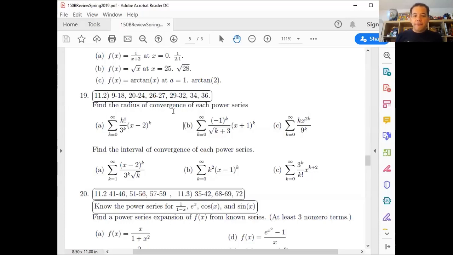And for 19, it's about finding part A, B, and C. The first part is about finding the radius of convergence. We know that for that, our tool is the ratio test. So that's what we should apply all the time. And then the last 3 are about finding the interval of convergence. And for those, you first find the radius of convergence using the ratio test. And then you check the endpoints. And when you plug the endpoints, you then go back and use all the material we know from regular series to find out if they are convergent or divergent. And that's the way you can determine the interval of convergence. Okay? All right.